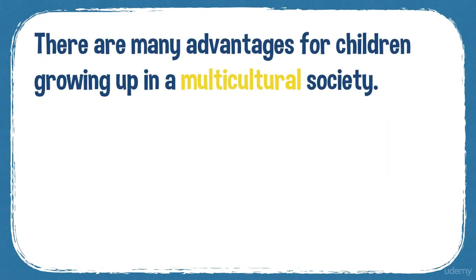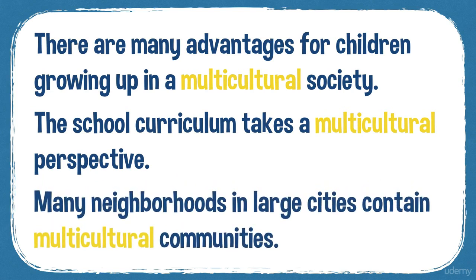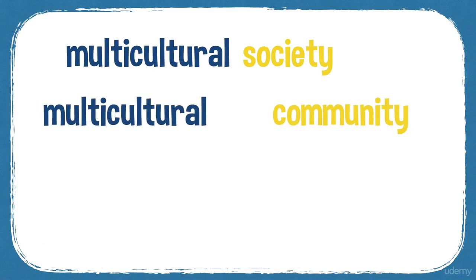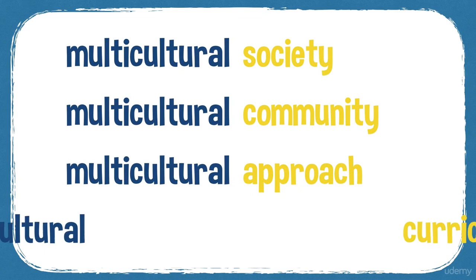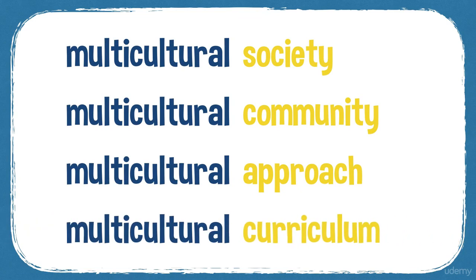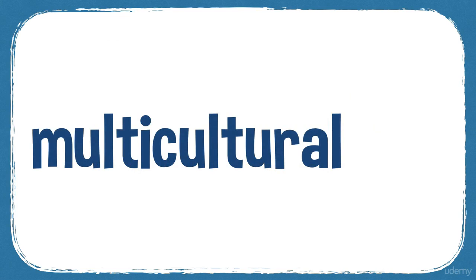So, for example, there are many advantages for children growing up in a multicultural society. The school curriculum takes a multicultural perspective. Many neighbourhoods in large cities contain multicultural communities. So you can have a multicultural society or a multicultural community, multicultural approach, multicultural curriculum. So multicultural.